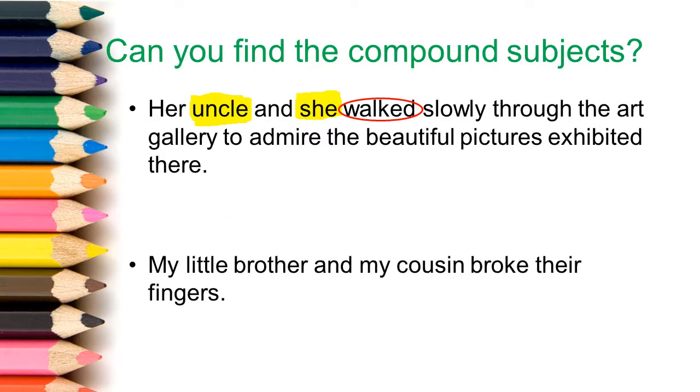Here's another. My little brother and my cousin broke their fingers. First, let's find the verb. The verb here is broke. Who broke something? Who broke fingers? Brother, followed by the conjunction and, cousin. So, my brother and my cousin is the subject. So this is the compound subject.